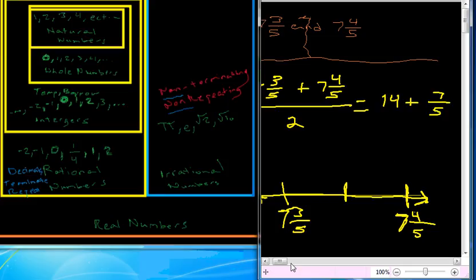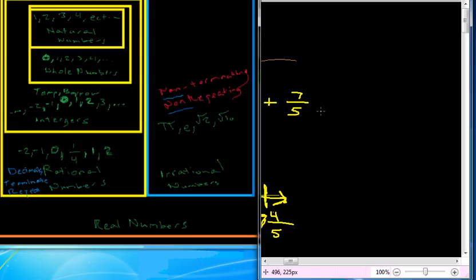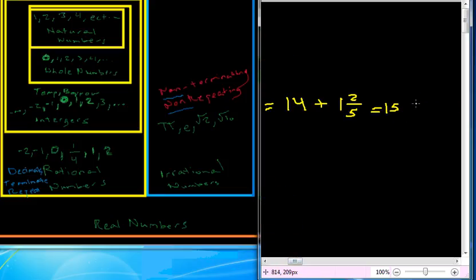Well, that actually equals 14 plus, guys, what's 7/5 as a mixed number? Yeah, it's 1 2/5. So 1 plus 14 is? Equals 15. Wait. What did you say? 14 plus 1 equals 15. Thank you. And now 2/5.